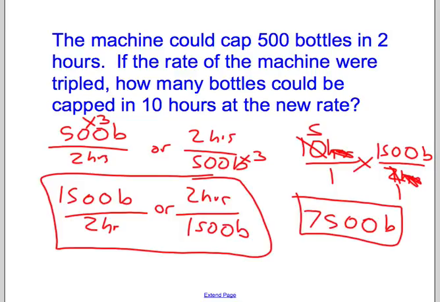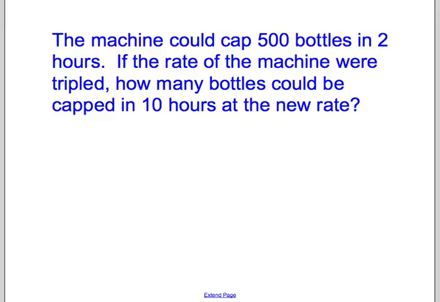So let's look at this with the other method. The machines could cap that. So again, using distance, rate times time. The rate and time should not be a problem, but we have to substitute the idea of capping these bottles as being the distance. That's the work being done. So you might even think of the distance as being work, just as a substitute for that.